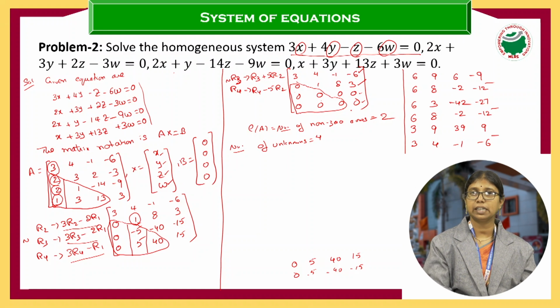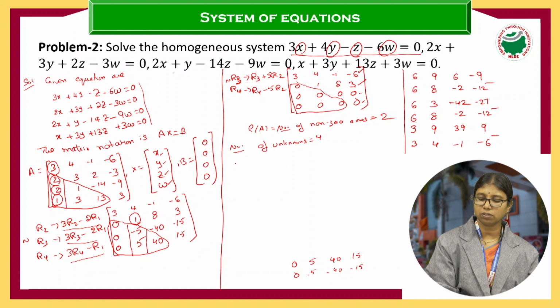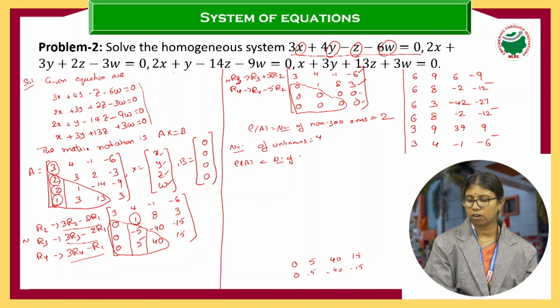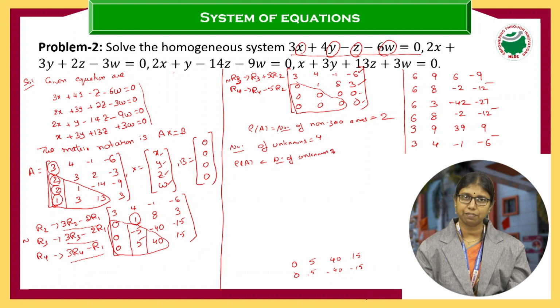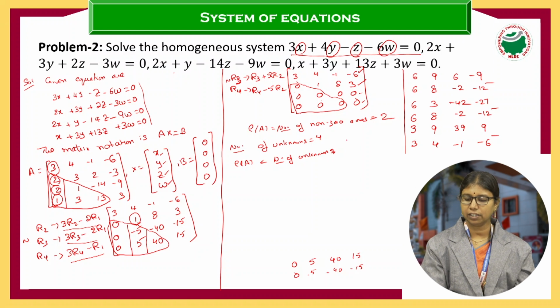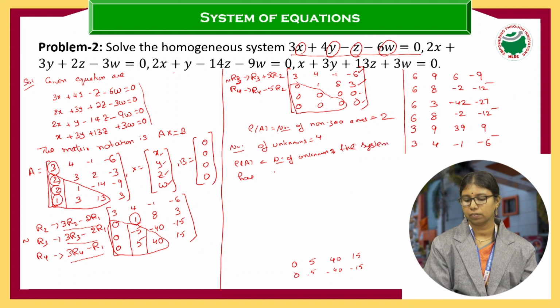Now what is the relation we are getting between rank and number of unknowns? Clearly rank is less than the number of unknowns. So it is less than the number of unknowns means how many solutions we are having here? If it is less than, you will get infinite number of solutions. The system has infinite number of solutions.